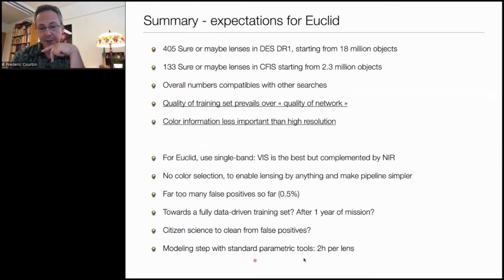And I didn't speak of the modeling step, but in the end, it's not a big deal. 2 hours per lens, and we can improve this to half an hour. If we have to do 20 lenses per day, even a single laptop can do it. Actually, that's important because at the beginning of the project in 2011, we thought that this would really be the bottleneck.